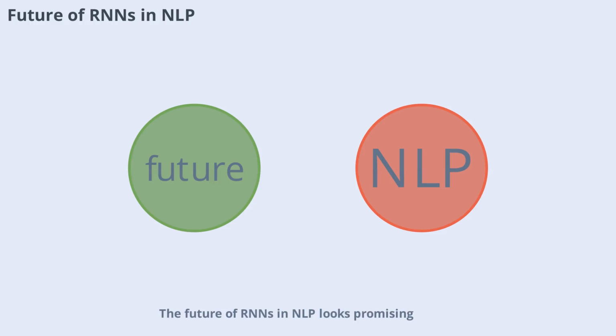The future of RNNs in NLP looks promising, with ongoing research leading to even more powerful models and applications. While newer architectures like transformers are gaining popularity, RNNs continue to play a vital role in many systems, especially where sequential processing is essential. As technology advances, we can expect RNNs to become even more efficient and effective, opening up new possibilities for language understanding and communication.